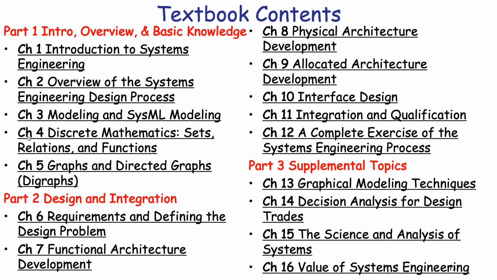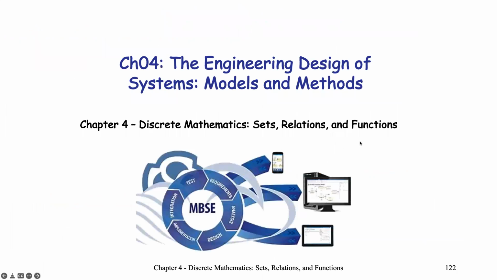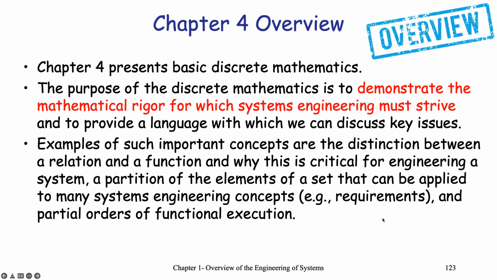Now when we get into chapter 4 and chapter 5, we're going to talk about some things that may seem a little bit abstract, but hopefully with relatively short lectures, you'll get a perspective on how both discrete math and graph theory can be used in the system engineering process. For this lecture, we're going to be talking about discrete mathematics, looking at sets, relationships, and functions. In the next chapter, we'll get into a different way of looking at that graphically.